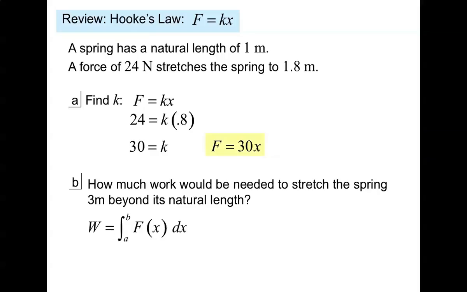Now, what will the integral be? What will we put for f? 30x. And what will the integral go from what to what? It's gonna be 0 to 3 or it's gonna be 1 to 4, which one do you think? 0 to 3. It is 0 to 3. Because it's how much we're stretching it. Where are we doing the work? We're not doing any work from 0 to 1, right? The work is done from starting at 0 stretch to a 3 stretch. So it's gotta be from 0 to 3.